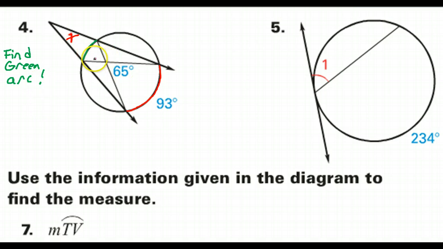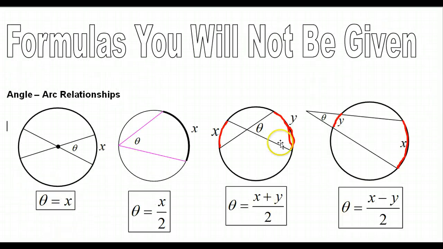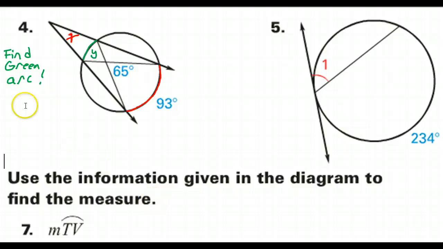So how do I find the green arc though? Well, I'm going to go ahead and call that y for a minute. To find the green arc, I'm going to have to use this formula. I can use this situation to find the green arc. Angle equals arc plus arc divided by 2. So here I go finding the green arc first because I need it. The angle is 65 degrees.